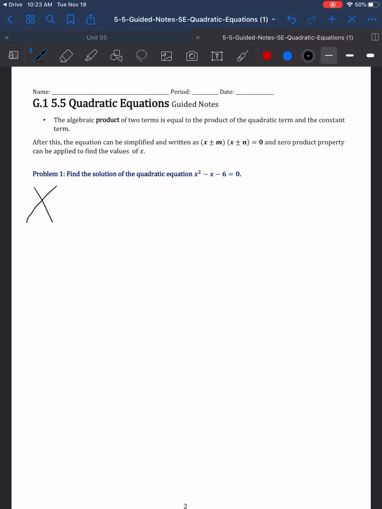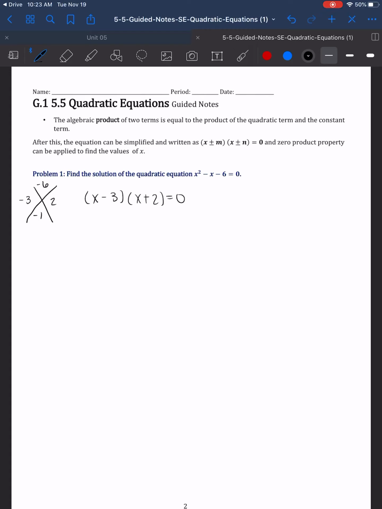So we're going to draw our x, -6 goes on top, and -1 goes on the bottom. So what multiplies to -6 and adds to -1? Well, 3 and 2 multiply to 6, and -3 and 2 add to -1. So my factors are x minus 3 times x plus 2 equals 0.